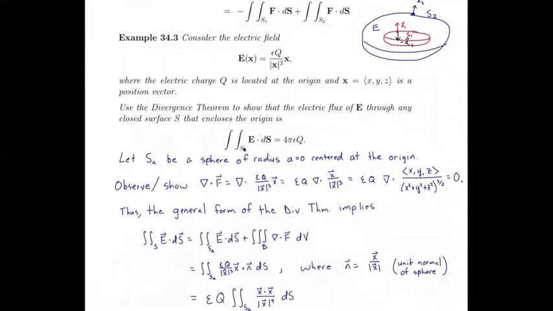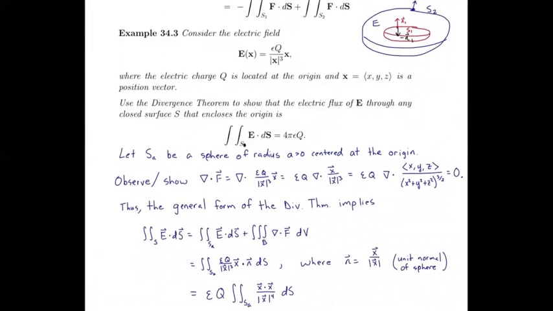And that's what we've got written here, that this surface integral for the general region is equal to the surface integral over the sphere plus the divergence.